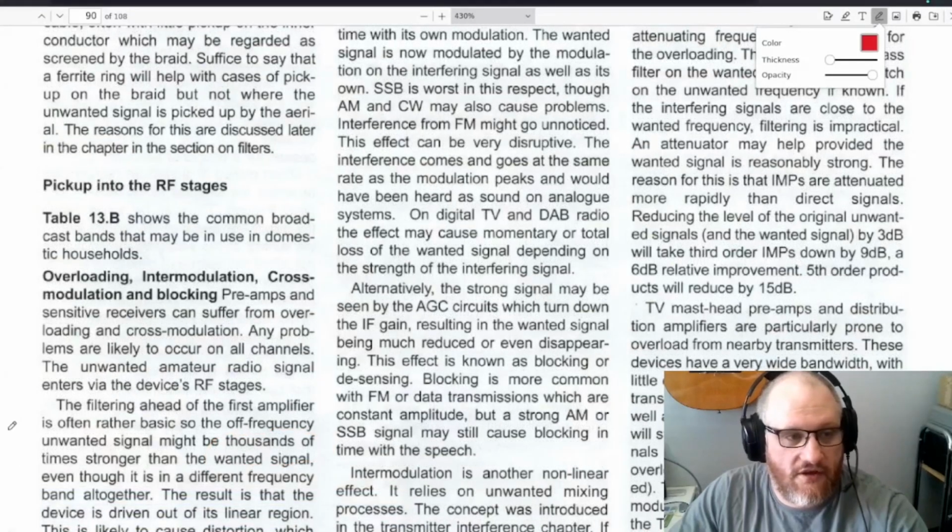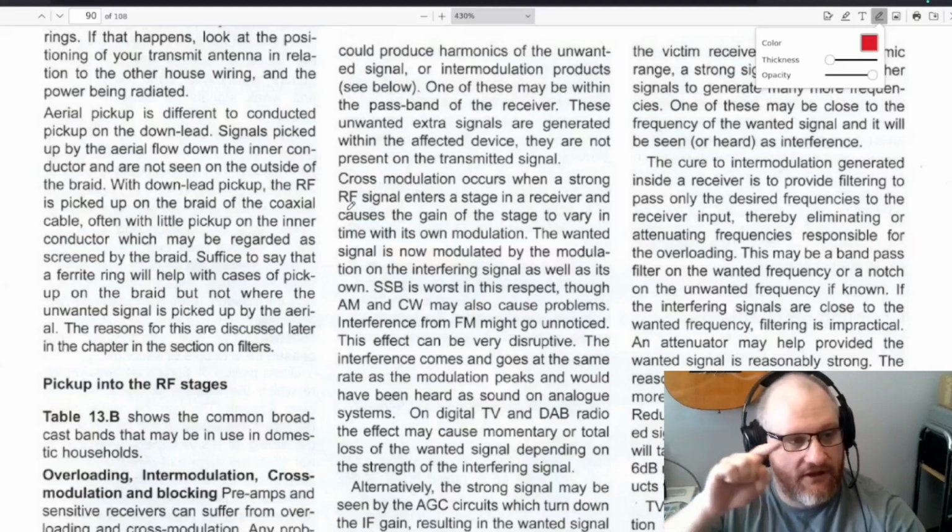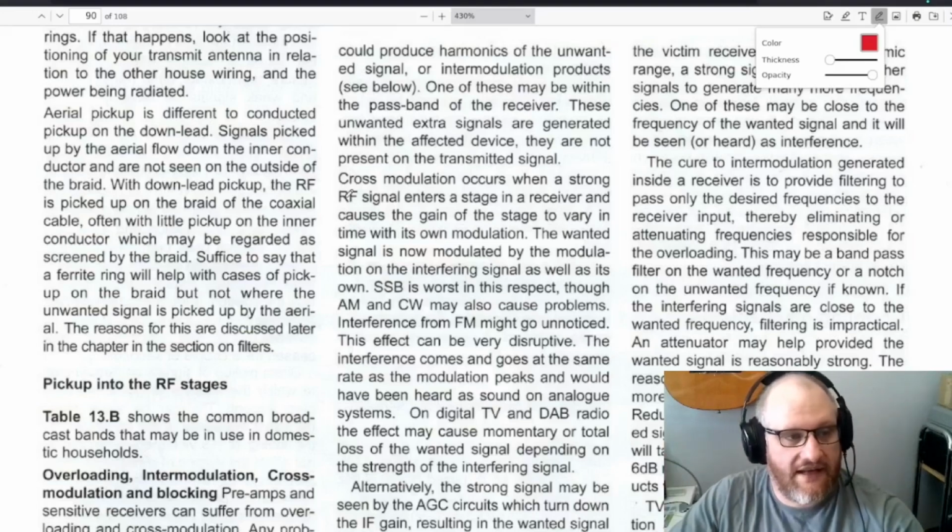Cross-modulation is a similar effect where you have a strong RF signal entering a stage in a receiver, and maybe it's not pushing it all the way out of the linear region and into full distortion, but it's perhaps pushing it outside of its linear region where the characteristic gain of that stage is no longer predictable, or causes the gain to increase or reduce somehow. That is going to happen as the amplitude of that unwanted signal varies. It's going to push that device out of linearity and perhaps change the gain characteristic.